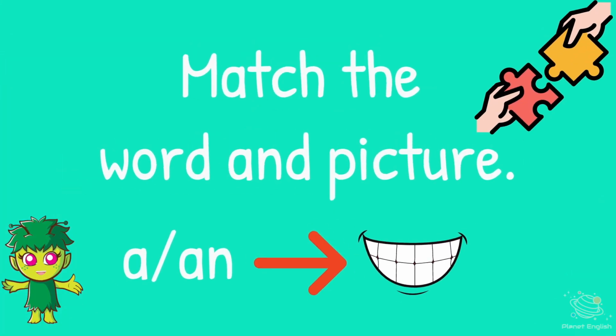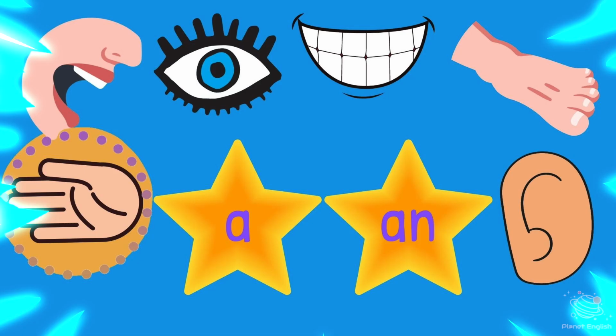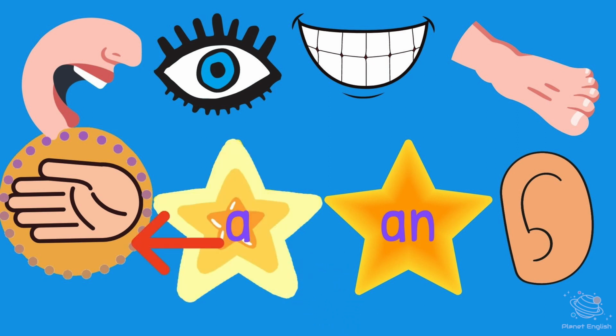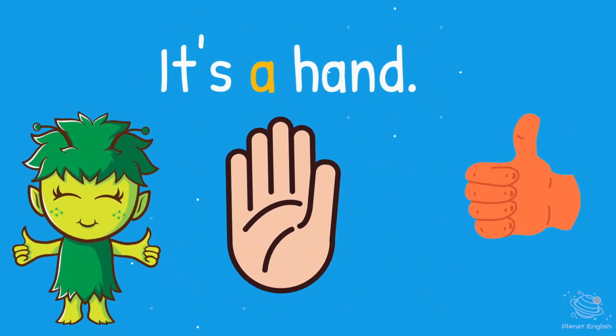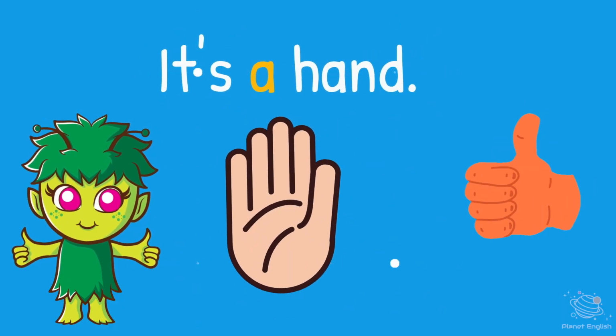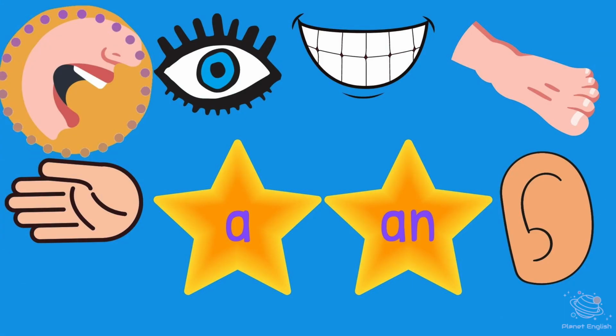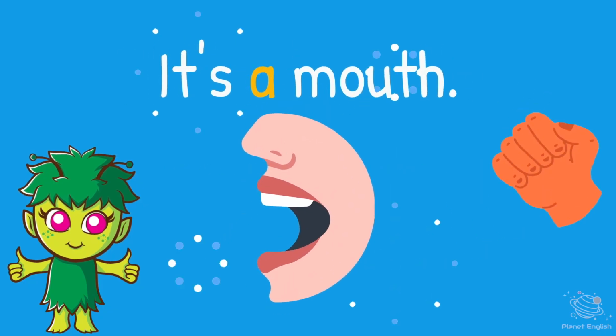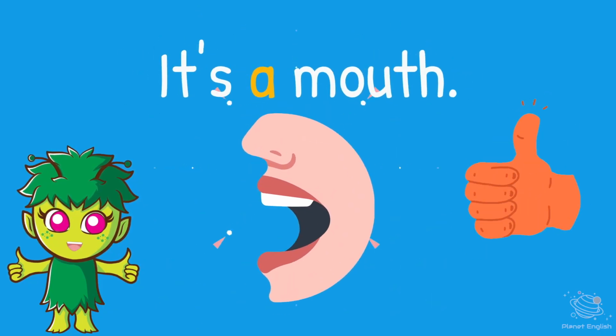Now match the word and picture. Is it a or an? Well done. It's a hand. Is it a or an? Well done. It's a mouth.